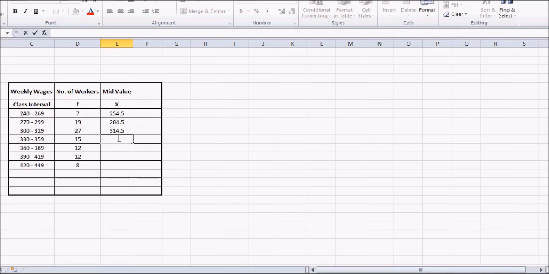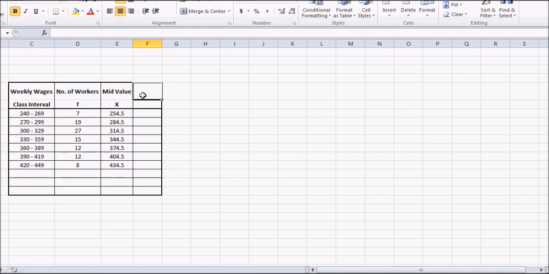So the next one would be 344.5, and then 374.5, 404.5, 434.5. Yeah, so these are the values of x we have.